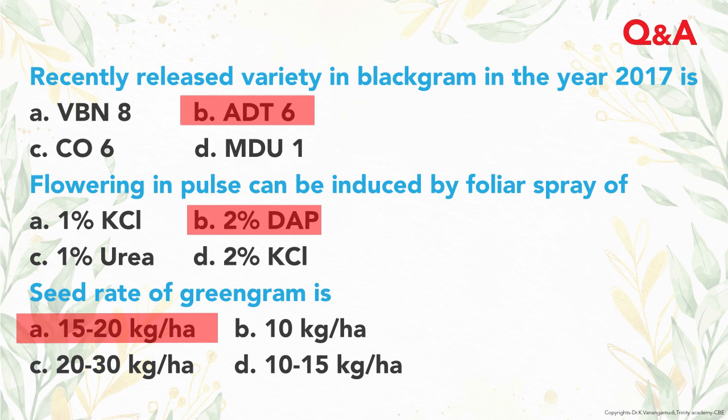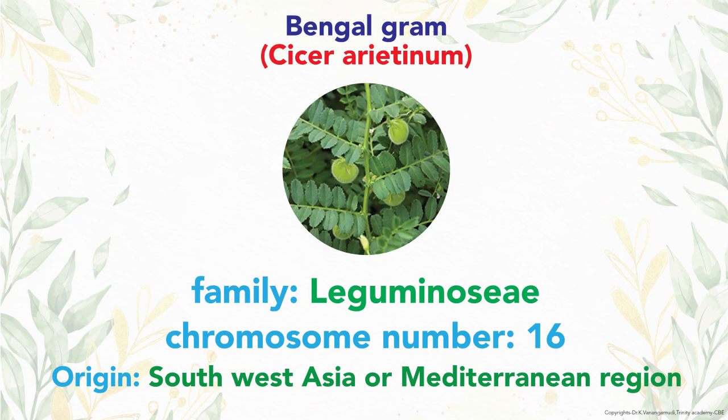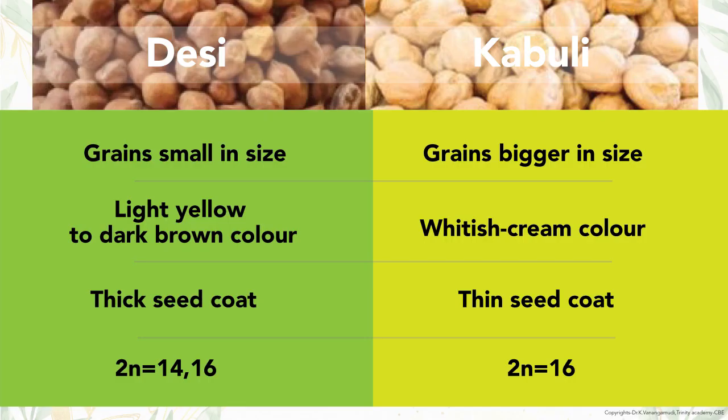Let me now talk on Bengal gram. Cicer arietinum is the scientific name, family Leguminosae, and the chromosome number is 16, and the origin is Southwest Asia and Mediterranean region. In Bengal gram, there are two types, namely Desi and Kabuli. The characters of these two types are given here in a tabular statement.